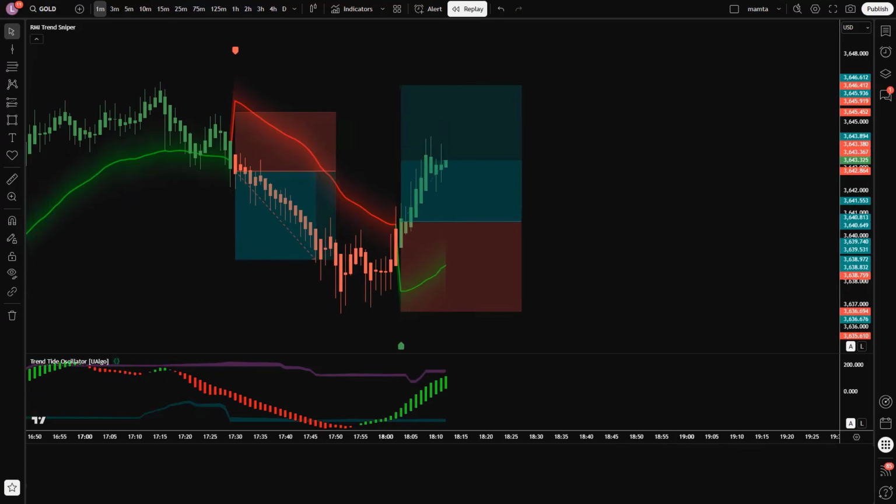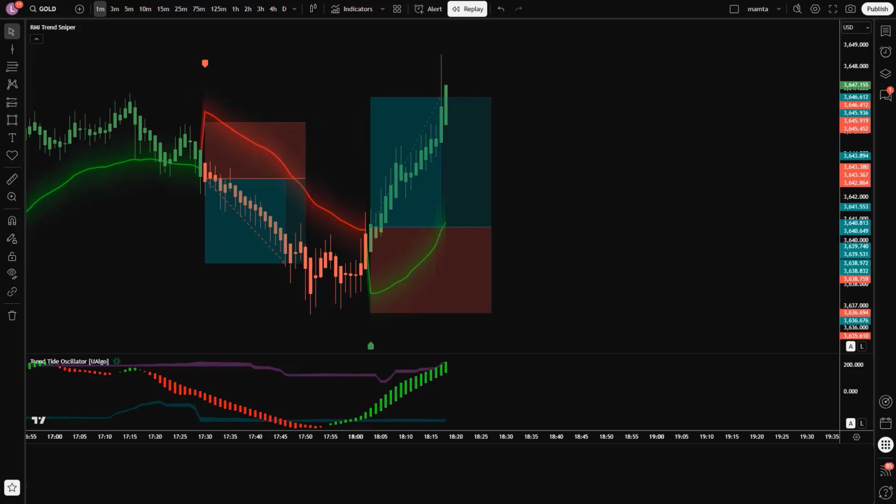Let's see what happens to our trade. The market has completely hit the target.